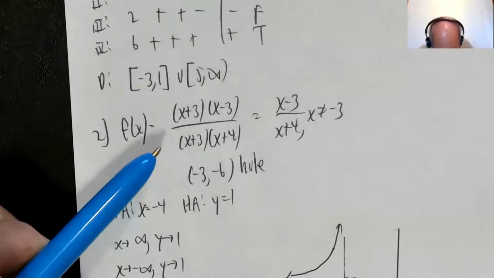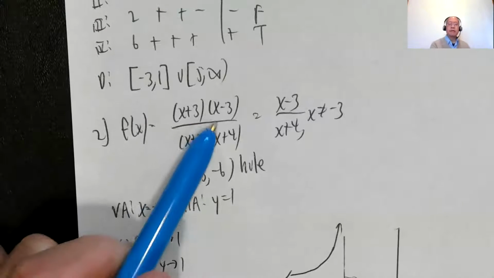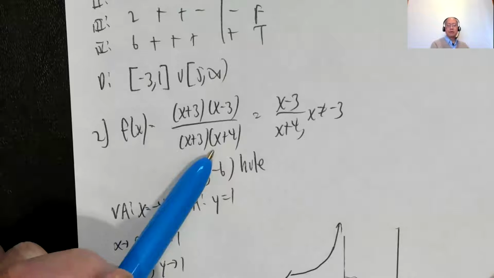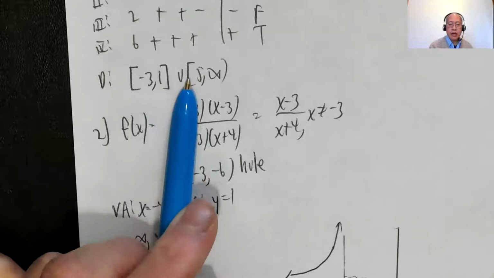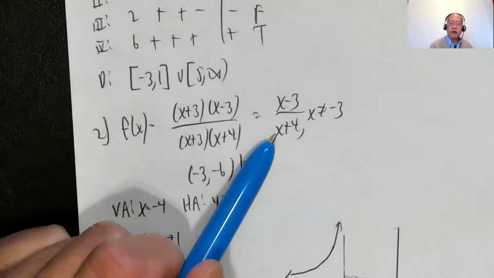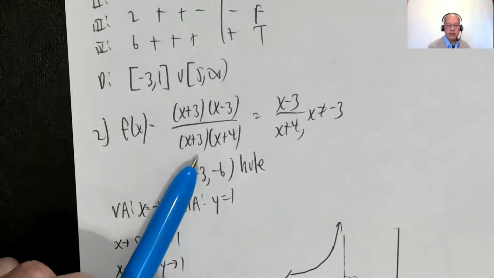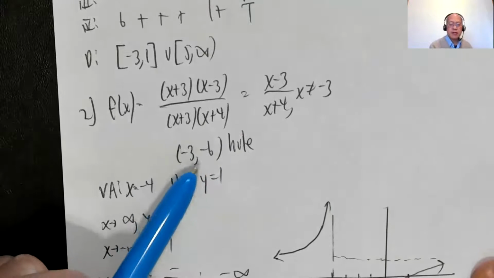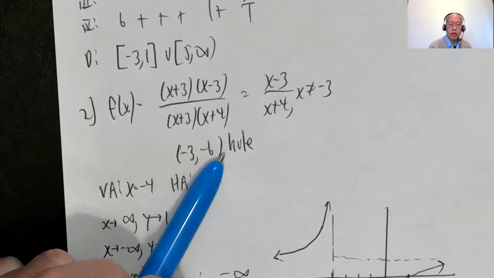Number 2, if you factor the numerator and denominator, you have (x + 3)(x - 3) over (x + 3)(x + 4). X plus 3 cancels out. So this is the same thing as (x - 3) over (x + 4), provided that x is not equal to -3. Okay, so (-3, -6) will be a hole.